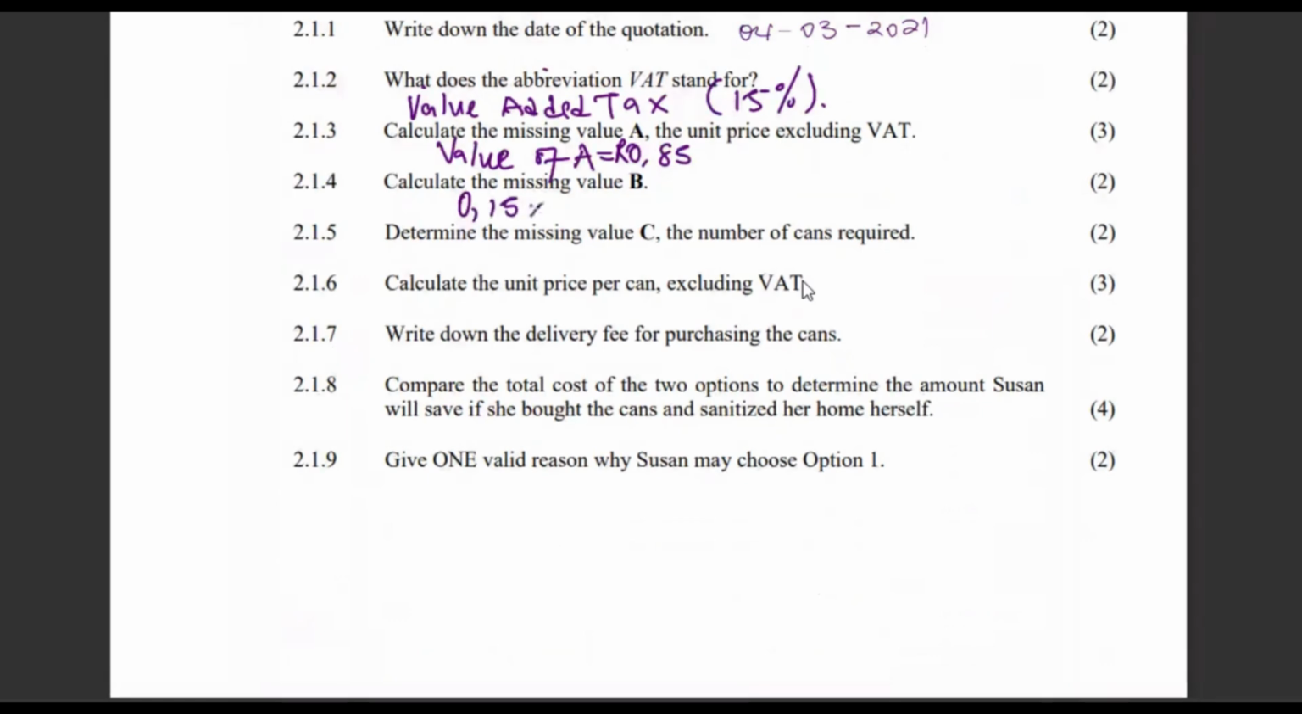Determine the missing value. What? C. Yes.